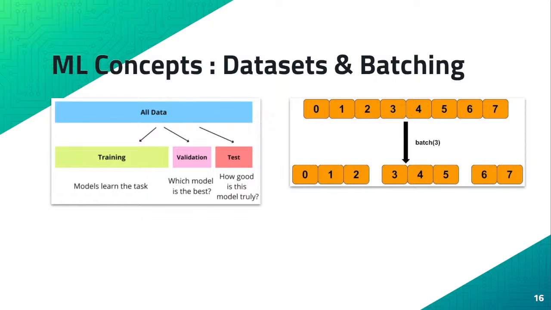And the second concept is batching. This one is maybe a bit specific, but batching is just slicing the data into small pieces of data. This is just a common practice to lower the memory costs.